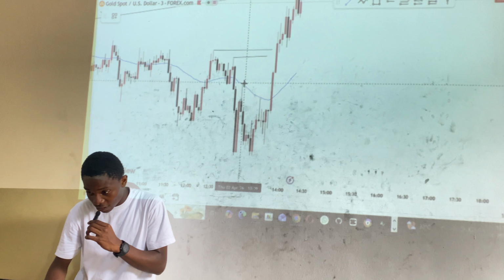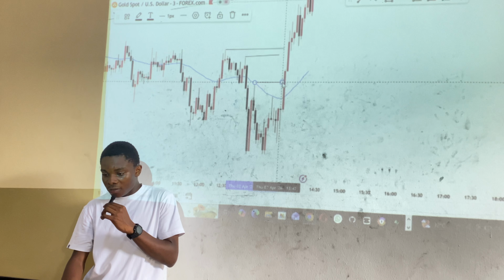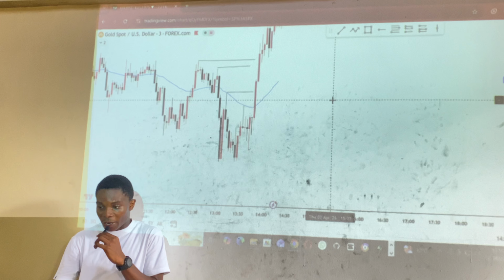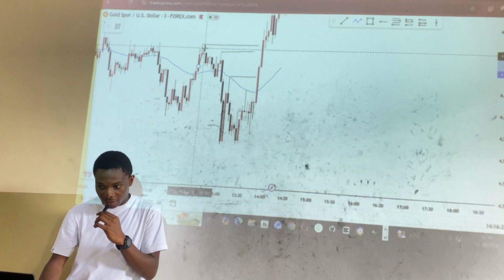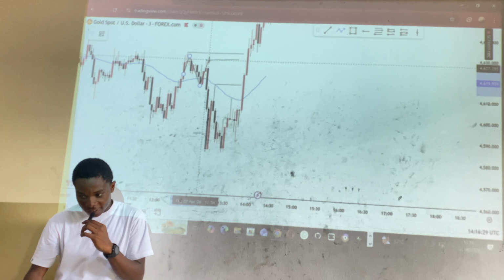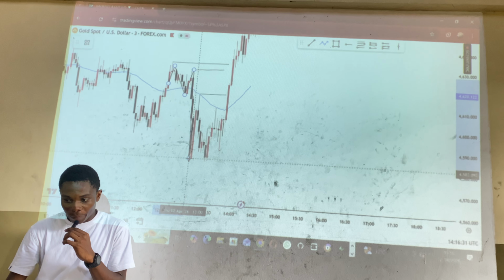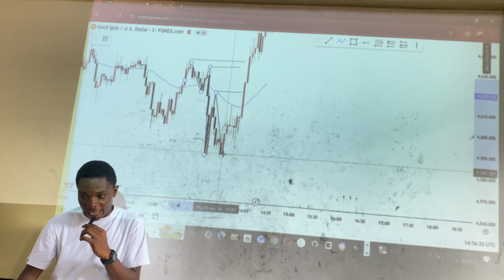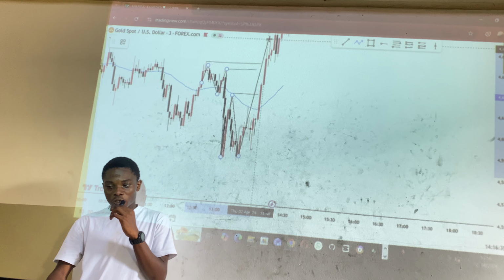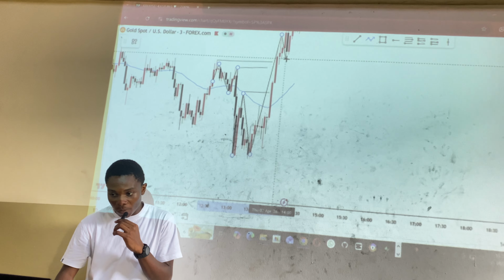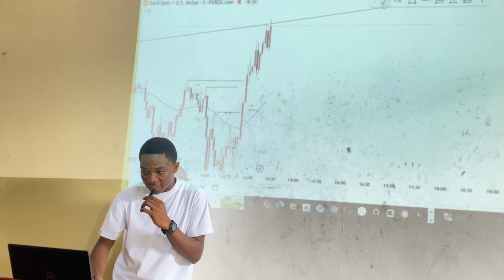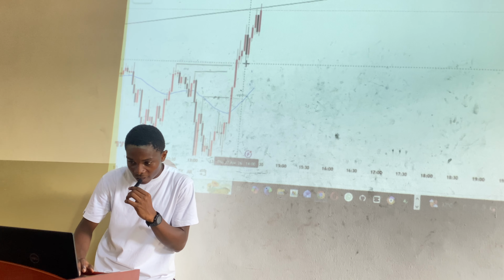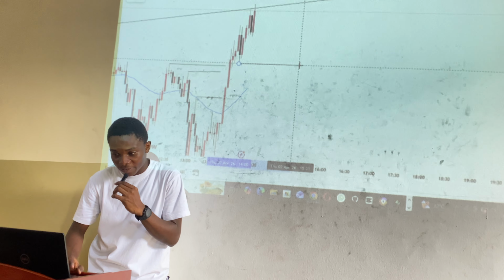when price took it out, look at it very closely. Look at what price was doing here. Price was creating a series of lower lows and lower highs. And now price couldn't continue with the lower highs, and it just moved to the upside. So this was the first pullback price created.